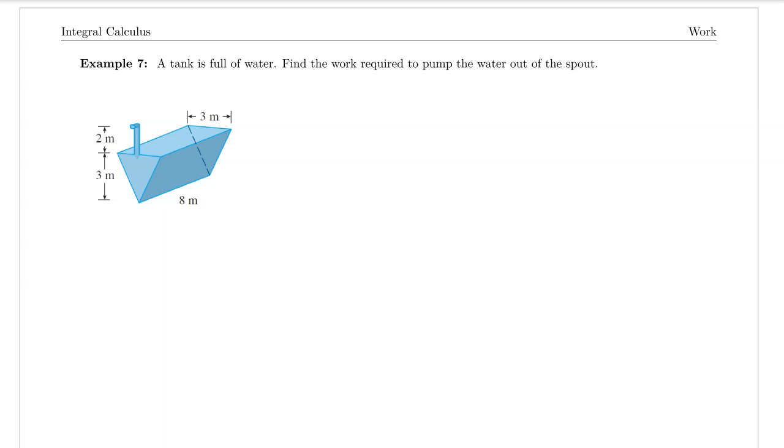Example 7 says, a tank is full of water. Find the work required to pump the water out of the spout. What I'm going to do is draw my y-axis and my x-axis. And if I'm looking at the front of the tank, I want to draw a two-dimensional cross-section.